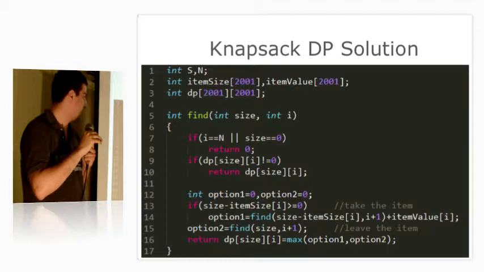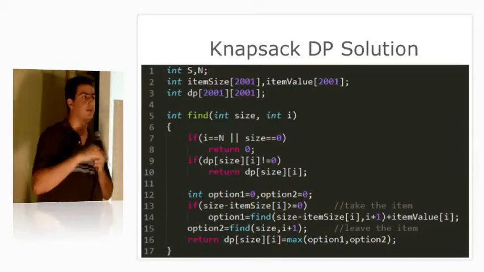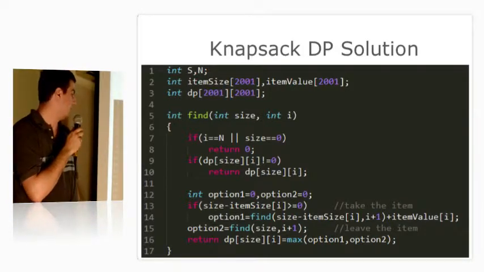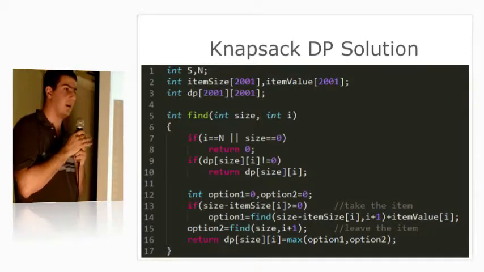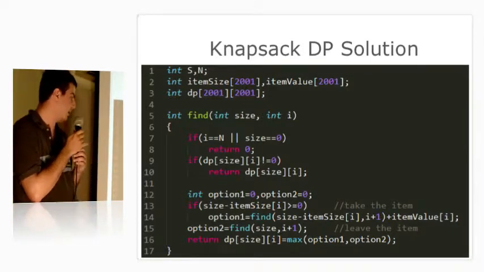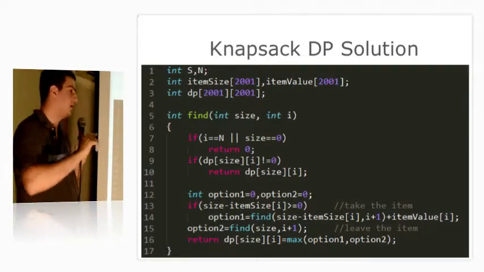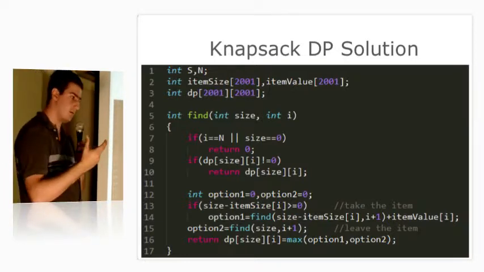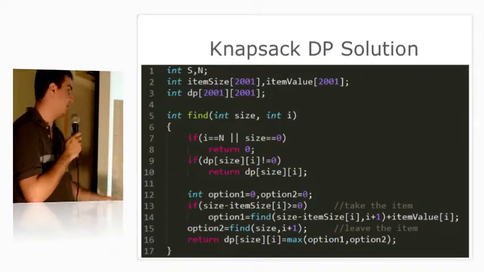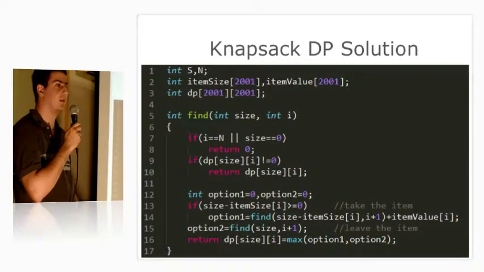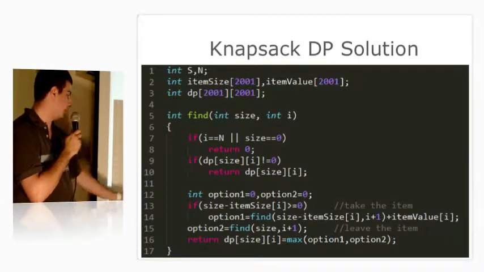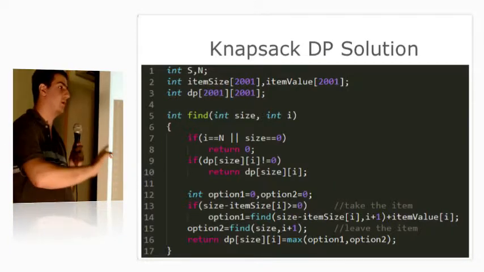Now, to solve the problem, there are two options: either take the item or leave the item, which makes the exponential trick. If the item can be added to the knapsack, we take option 1, taking the item by reducing the size by the current item size, incrementing the item number by 1, and adding the value of this item to option 1. Option 2 leaves the item without adding its value and without removing anything from the size, and increments the item number by one. The solution for this current problem, dp of size and i, is the maximum between option 1 and option 2.